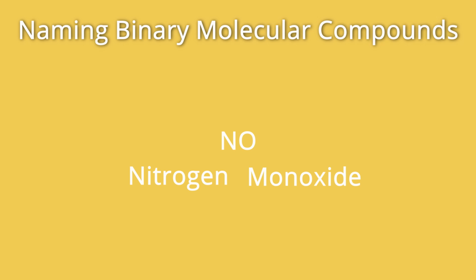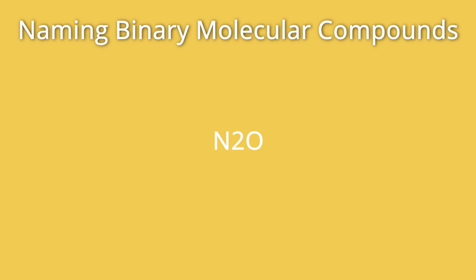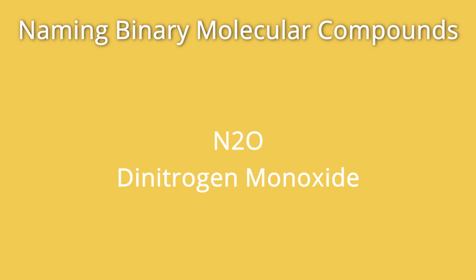And on the other hand, if we have N2O, so there's two atoms of nitrogen, this becomes dinitrogen monoxide. So we've got the prefix for the nitrogen, which is 2, which is di, and then we also have the prefix on the oxygen, which is mono, and then we have the "ide."